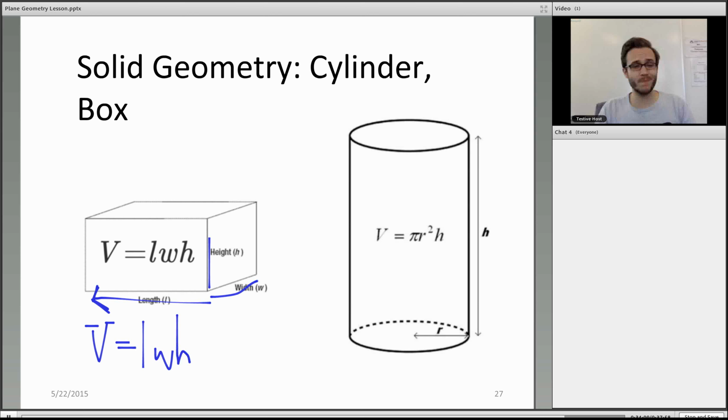Okay. Well, the same principle applies to a cylinder. For a cylinder, there's not a fancy formula here. It's just the area of a circle, which is pi r squared, times the height. So it's just the area of a circle times the height is equal to the volume, okay? Because it's as if we had a bunch of circles, and we were just stacking them up for that amount of height.